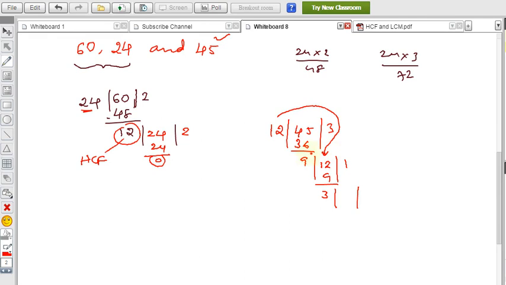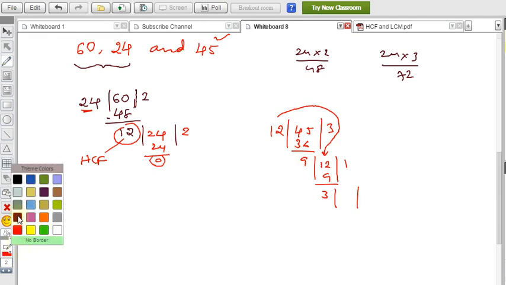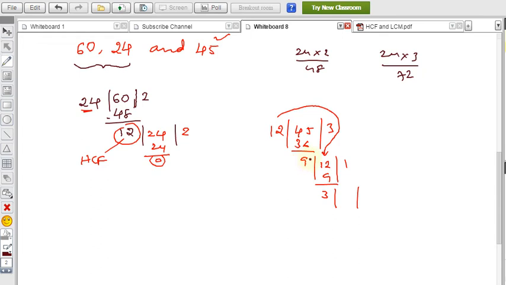Same procedure. Again this 9 goes in the next place. So 3 3s are 9. Once you get 0, the divisor of the last division is the HCF. Now 3 is the HCF.